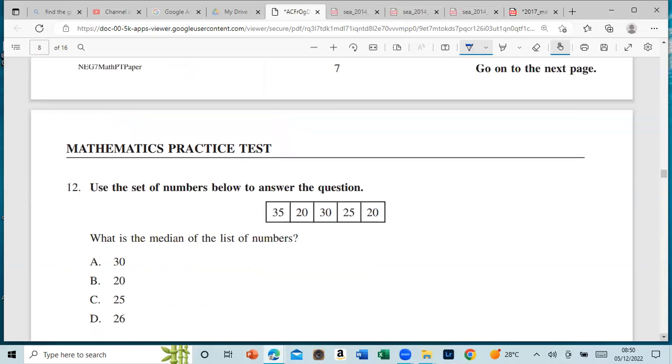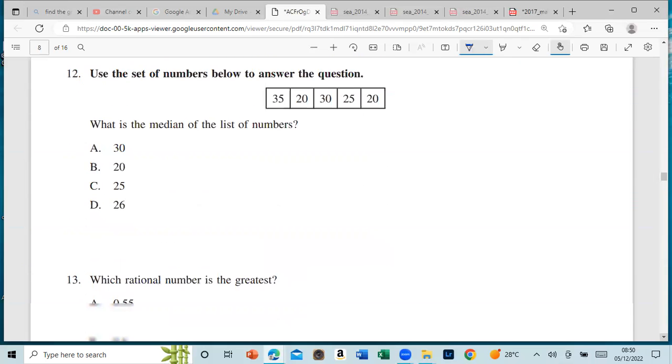Put the effort in, guys. Use the set of numbers below to answer the question. Right, go ahead, guys. What is the median of this set of numbers? What's another name for median?